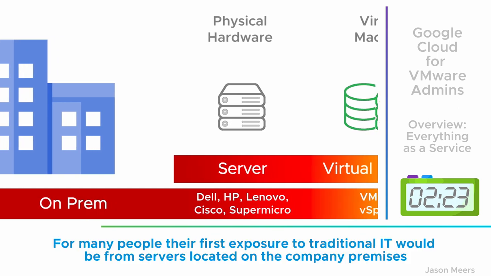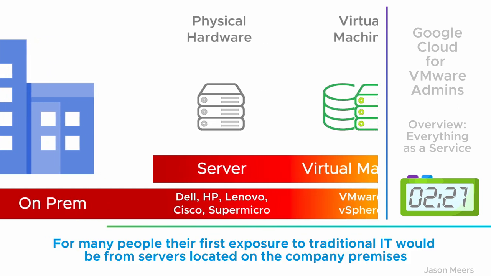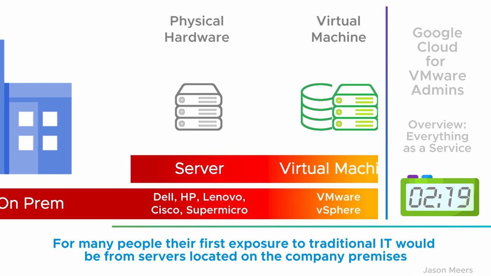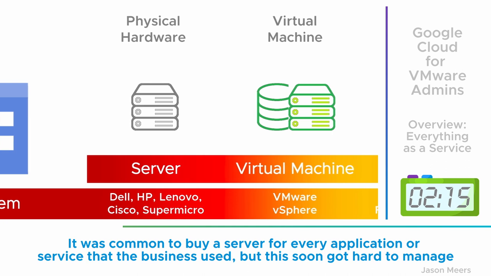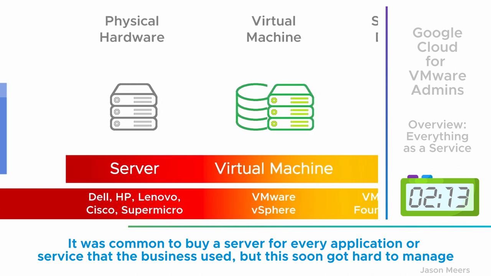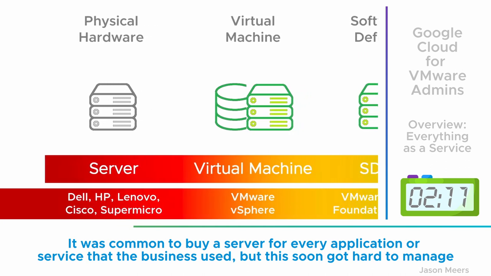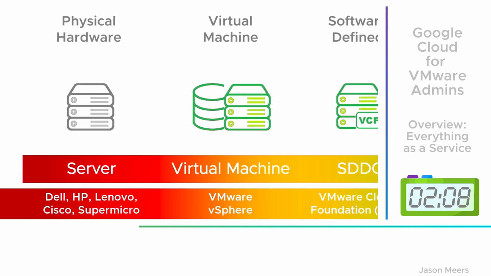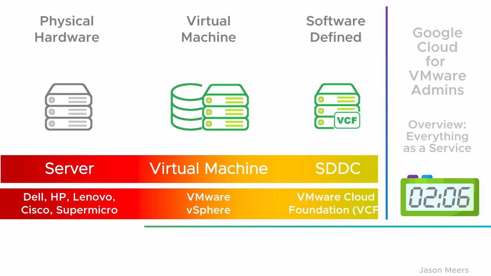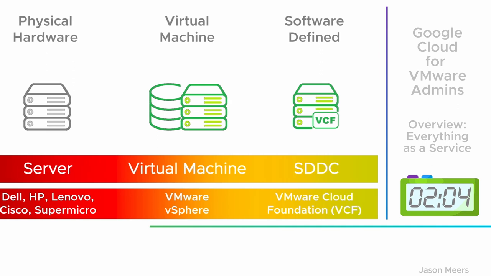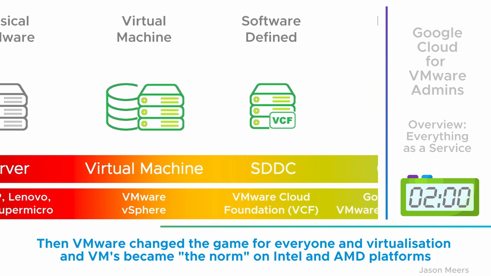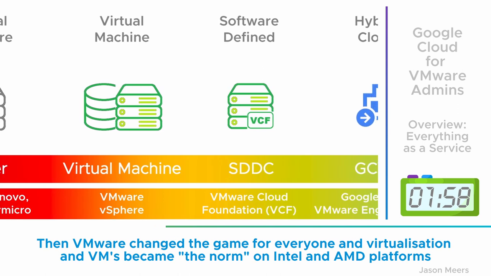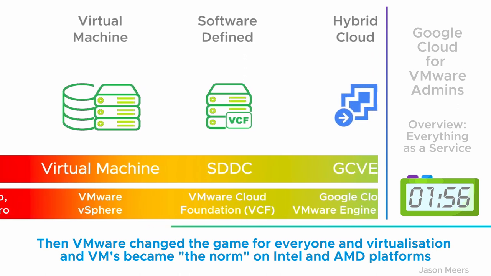For many people, their first exposure to traditional IT would be from servers located on the company premises. It was common to buy a server for every application or service that the business used, but this soon got hard to manage. Then VMware changed the game for everyone, and virtualization and VMs became the norm on Intel and AMD platforms.